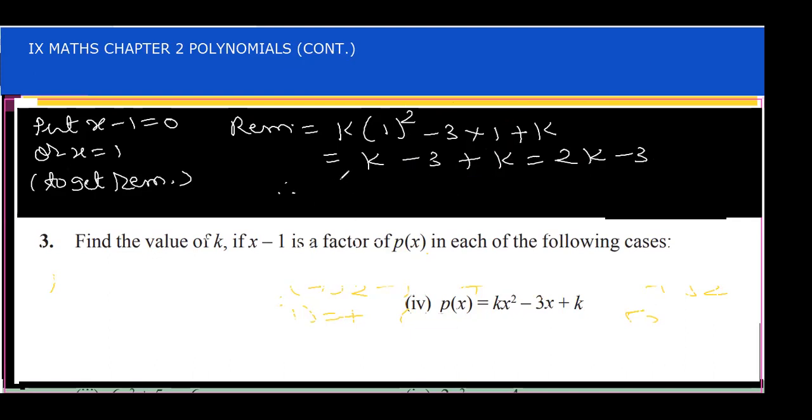Therefore, the remainder should be equal to 0. So 2k minus 3 should be equal to 0. So the value of 2k should be 3. So the value of k should be 3 upon 2. And this is the answer of this question. यही इस क्वेश्चन का आंसर है.